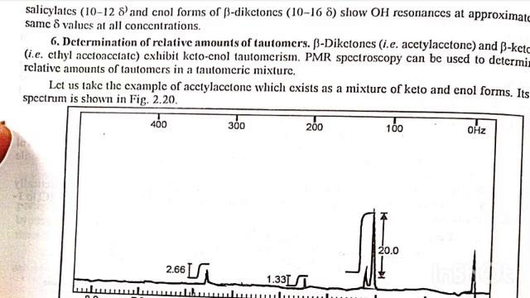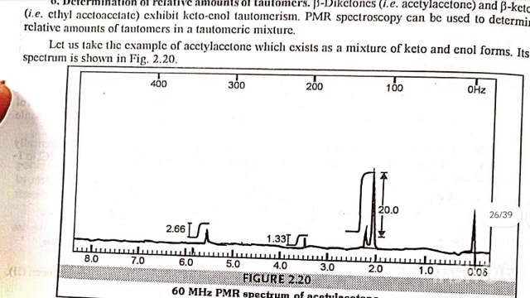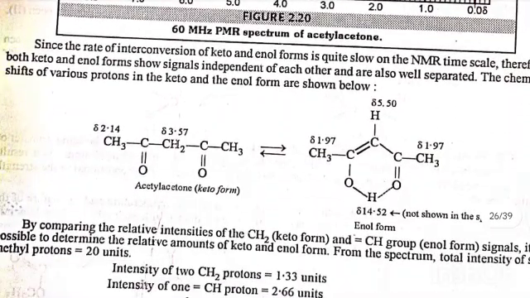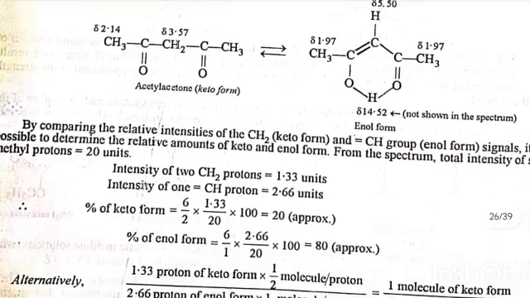Determination of relative amounts of tautomers. Beta diketones and beta ketoesters exhibit keto-enol tautomerism. PMR spectroscopy can be used to determine the relative amounts of tautomers in a tautomeric mixture. Let us take the example of acetyl acetone, which exists as a mixture of keto and enol forms. Its PMR spectrum is shown. Since the rate of interconversion of keto and enol forms is quite slow on the NMR time scale, both keto and enol forms show signals independent of each other and are well separated. The chemical shifts of various protons in the keto and the enol forms are shown below.